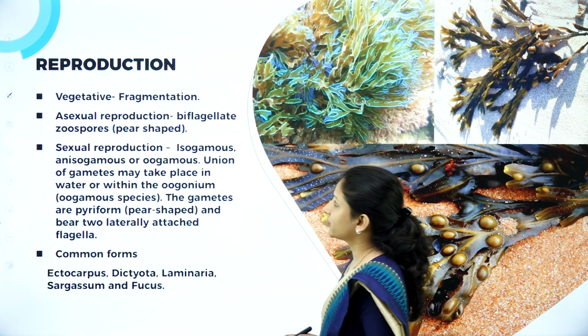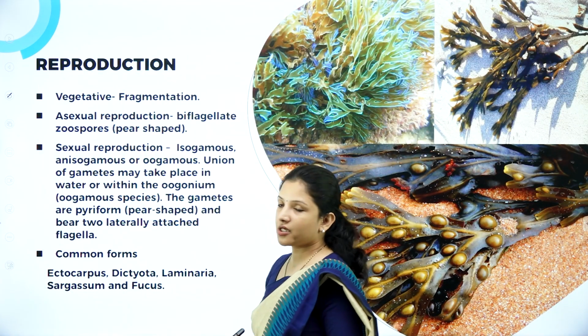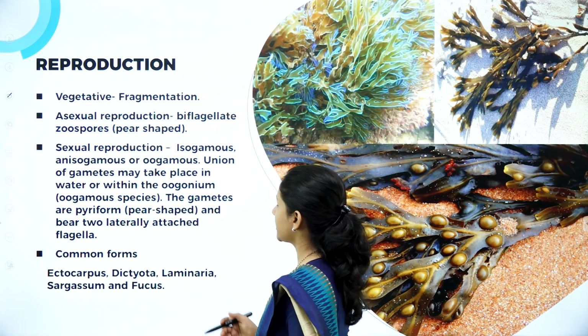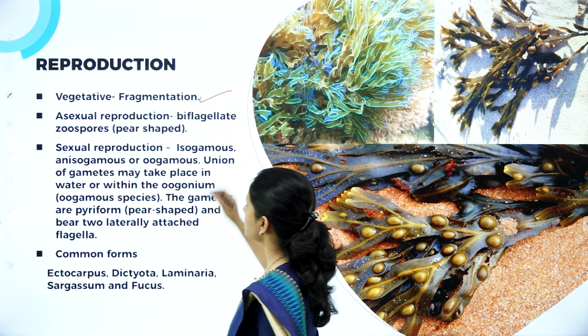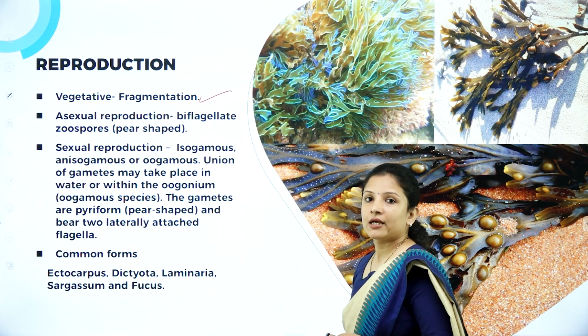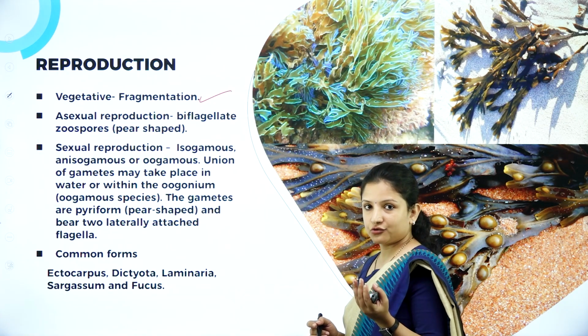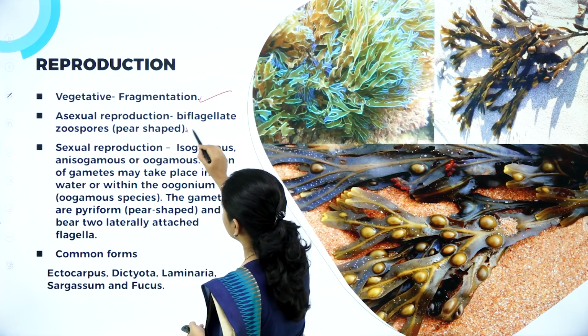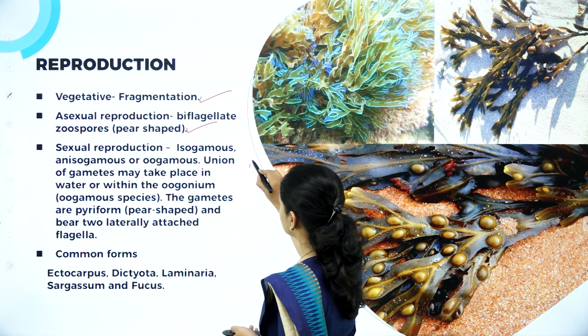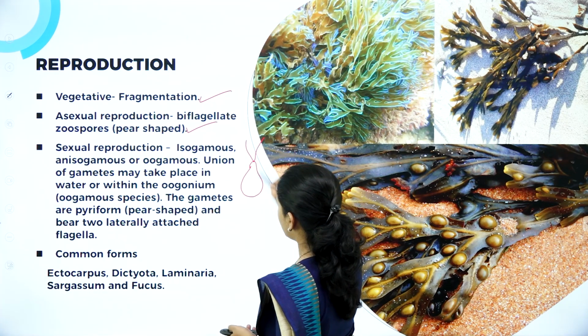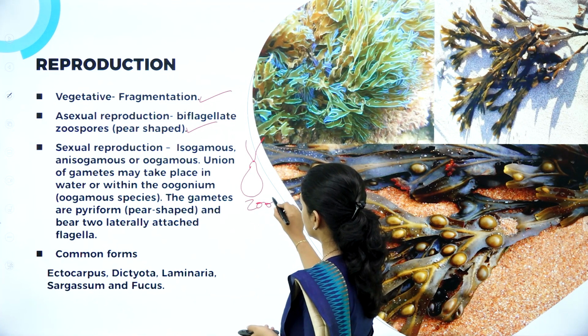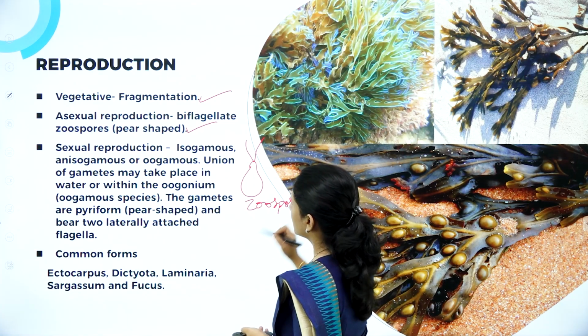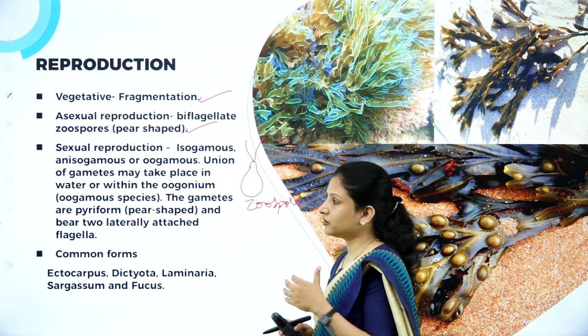So next, talking about the reproduction, here also it can be vegetative, asexual or sexual. Vegetative reproduction is by fragmentation. Asexual reproduction is by biflagellate zoospores. Biflagellate means zoospores having two flagella, and the shape of the zoospore is pear shaped. That is, it looks exactly like the pear fruit and it has two flagella. This is the zoospore, pear shaped, just like the pear fruit.